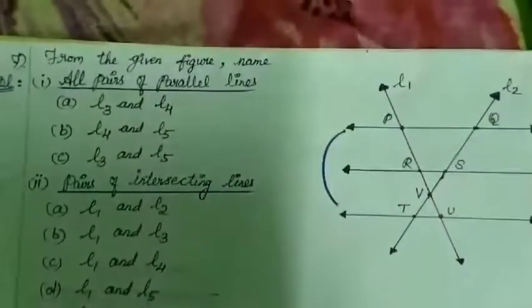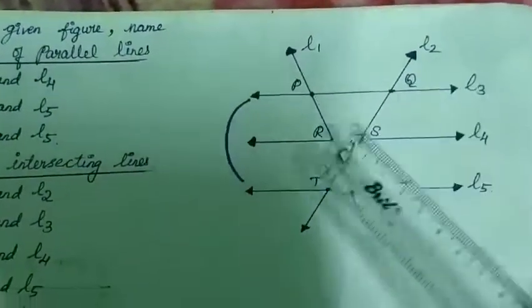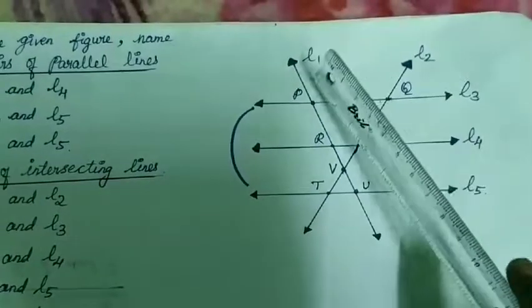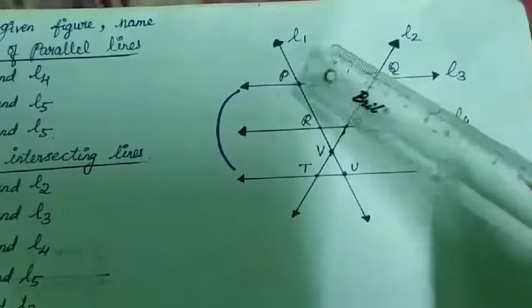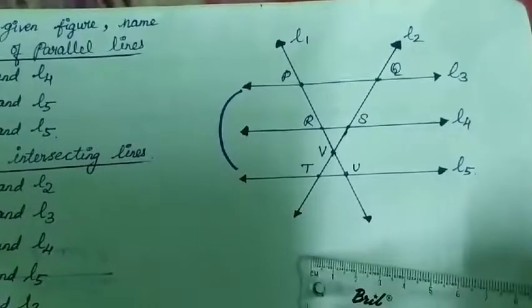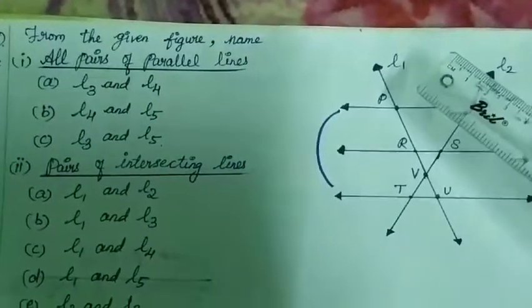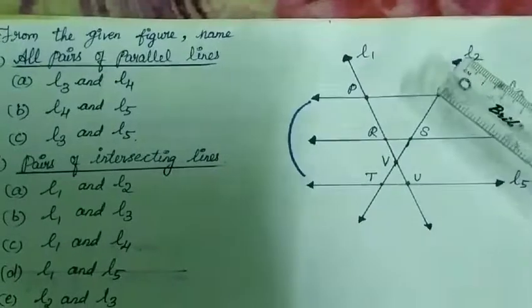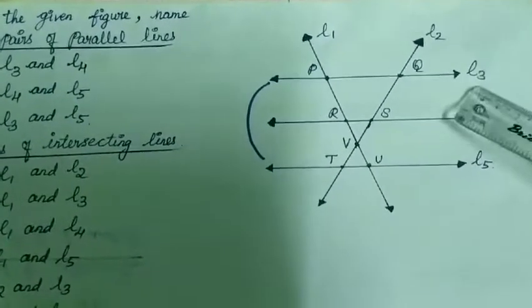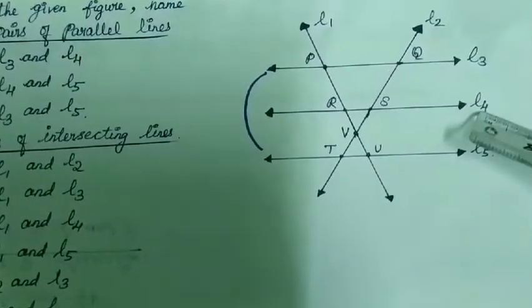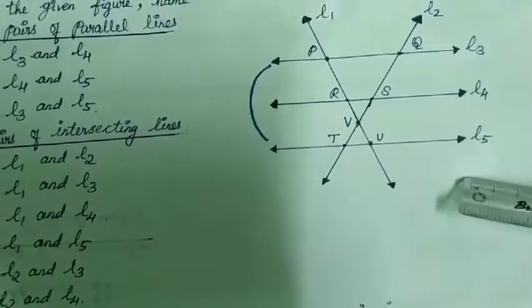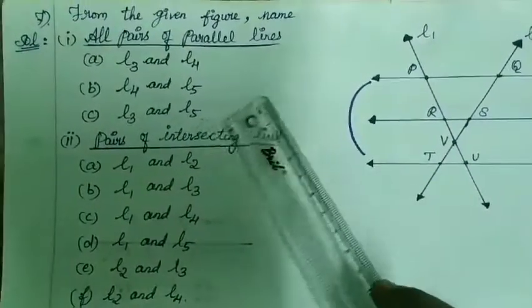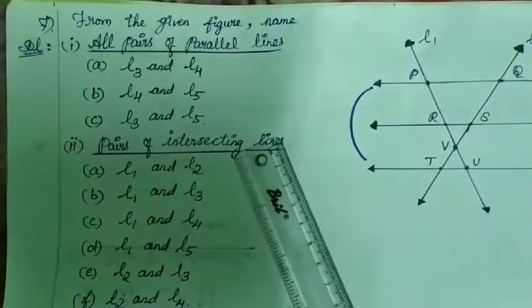See the diagram. So we have line 1, line 2, line 3, line 4, line 5. L1 and L2 are intersecting lines. Here the question is all pairs of parallel lines. So what are the parallel lines here? L3 and L4, L4 and L5, and L3 and L5. These lines are the parallel lines.